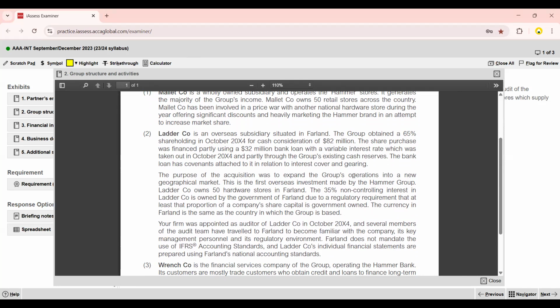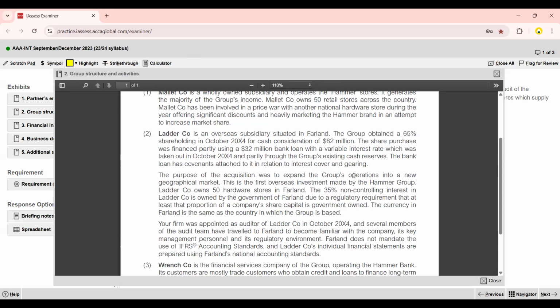The group obtained a 65% shareholding in October 2004 for cash consideration of 82 million. The share purchase was financed partially using a 32 million bank loan with a variable interest rate, which was taken out in October 2004, and partially through the group's existing cash reserves. The bank loan has covenants attached to it in relation to interest cover and gearing.